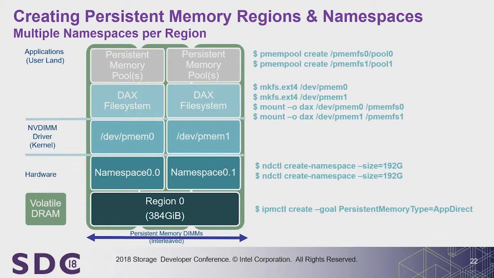So this might be useful for some applications that don't want 384 gigs worth of persistent memory in an application. You might only want 192. And there's really no limit to the number of namespaces that you can create here. So if you want smaller namespaces, that's fine. Just create as many as you need.